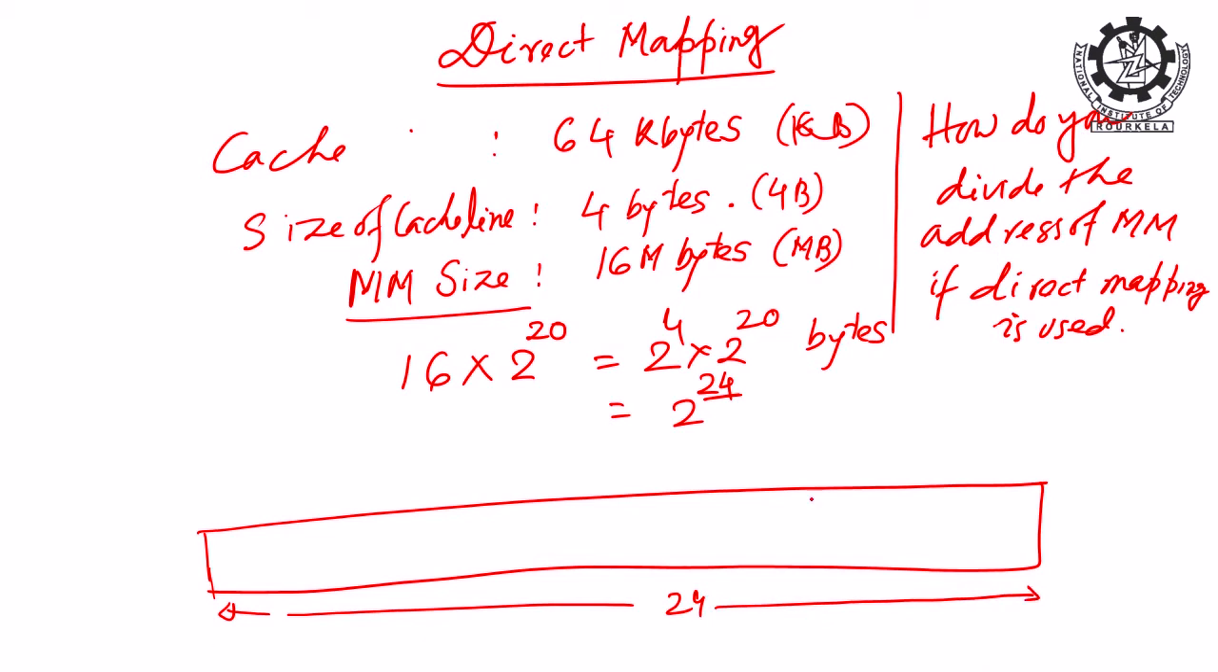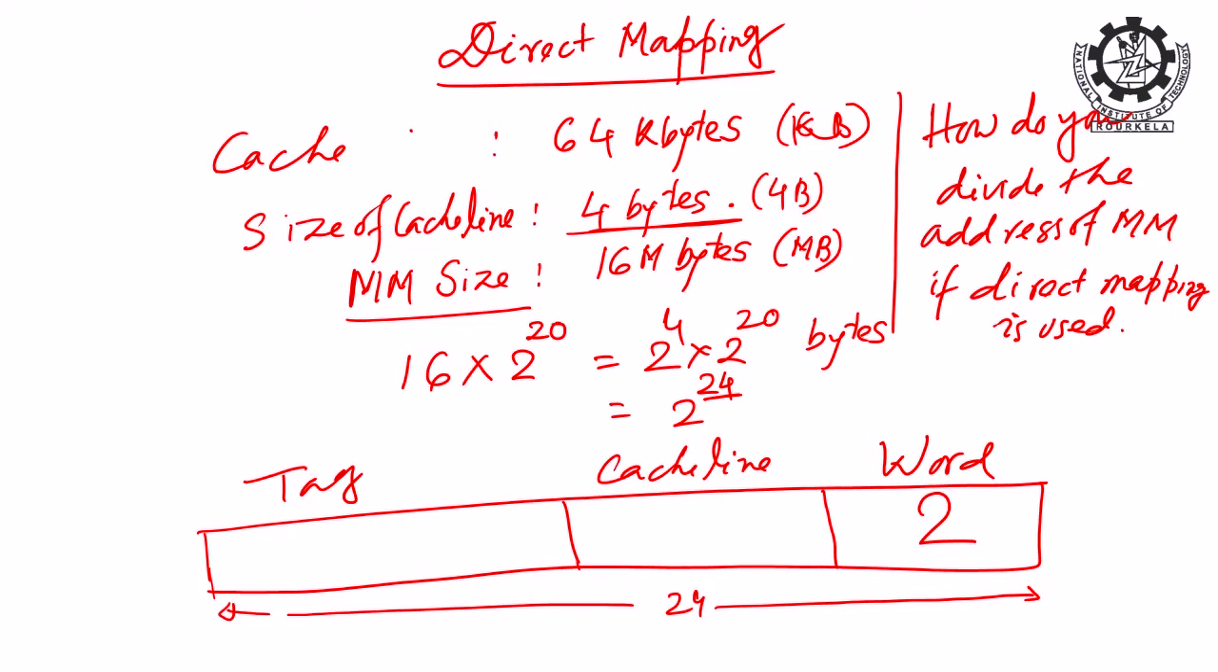From here, now you have to divide into 3: one is word, another is cache line, and this is tag. Now, the word. How many words are there in a block? That is given by the size of the cache line, which is 4 bytes. To indicate 4 bytes, how many bits do you need? Only 2 bits. So, therefore, word will be 2.